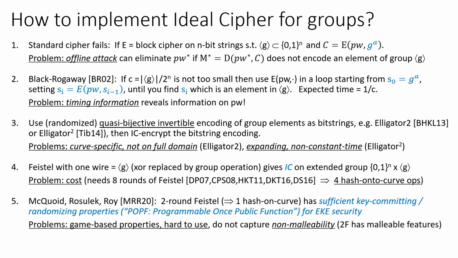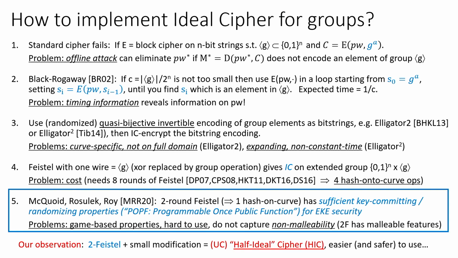But there are problems in that they only managed to model this using game-based properties. The properties didn't include non-malleability and a kind of man-in-the-middle security. And they were game-based, so I would argue they were hard to use. So our observation is that you make a small modification to Feistel and you get this half-ideal cipher abstraction, which we believe is easier to use.